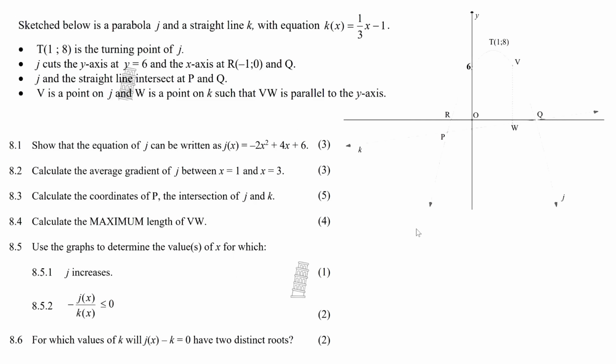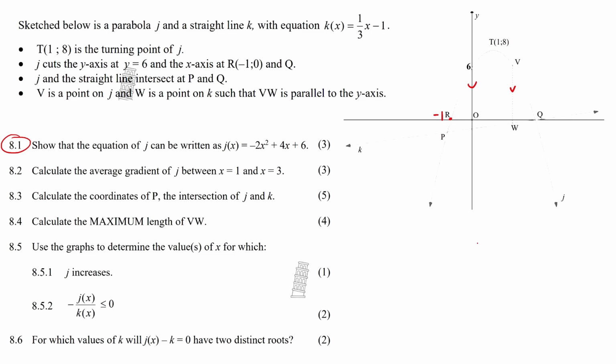Sketched below is a parabola and a straight line. And I saw it immediately, this dotted line, they like to talk about minimums and maximums. They give us the straight line equation, a third x minus 1. T is the turning point. J cuts the y-axis at 6 and the x-axis at R. They haven't filled that in for us, so R is -1. J and V is a point such that VW is parallel to the y-axis. And the first question, for 3 marks: show that the equation of the parabola can be written as that.